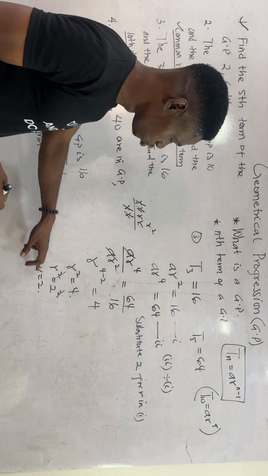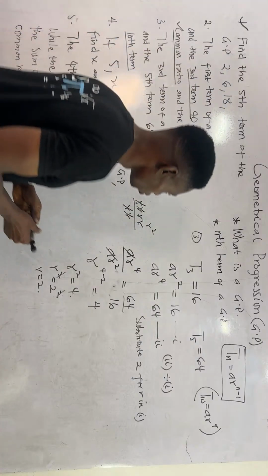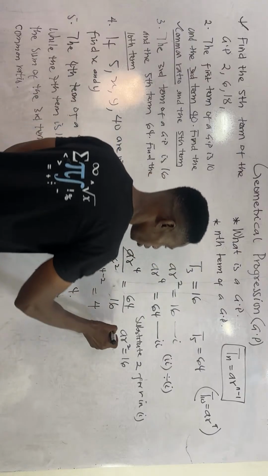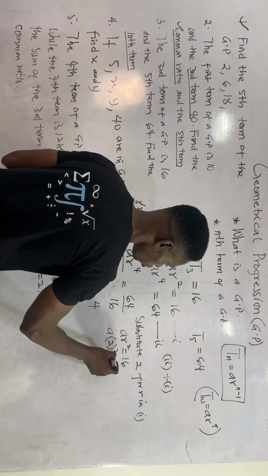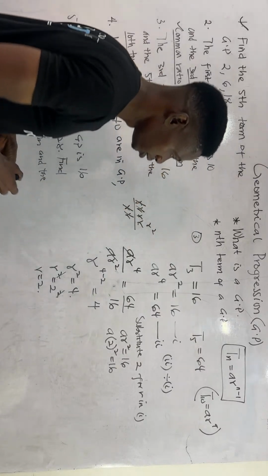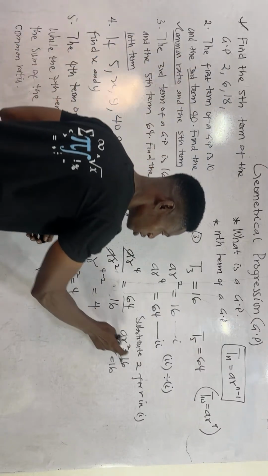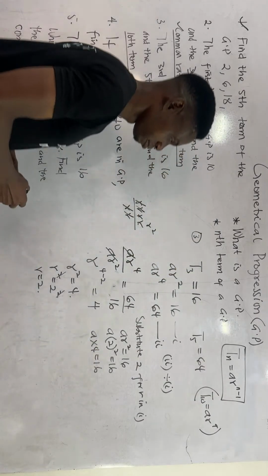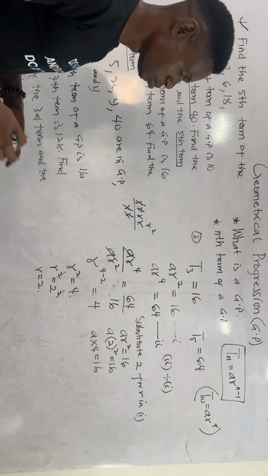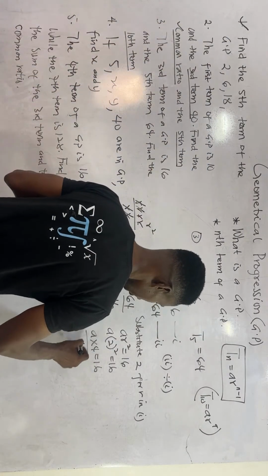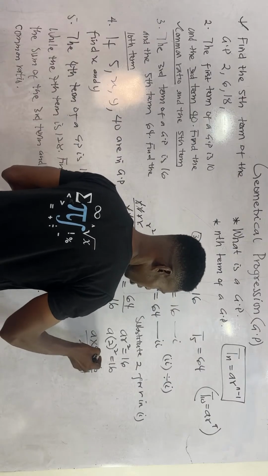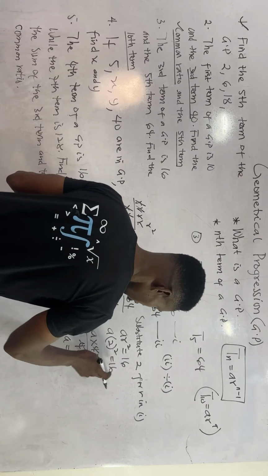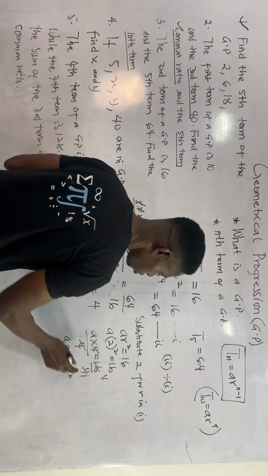So let's substitute 2 for R in equation 1. So we have AR squared equals 16, right? So A multiplied by R, which is 2 squared, equal to 16. And 2 squared is 4, right? So A multiplied by 4 equal to 16. We can divide both sides by 4, so the 4 cancels and our A now equals what? 4, because 4 times 4 is 16. So our A is 4.